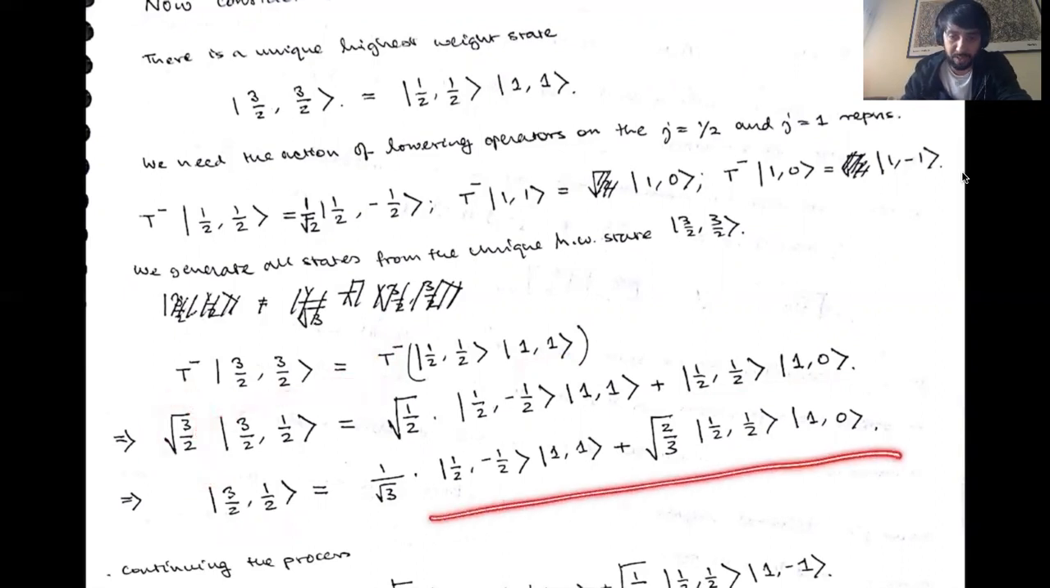So yeah, you have half and half. As you can see, t minus has acted on this to give you this. So now what you have is three halves and 1 here. Once you take this root of 3 over 2 on this side, it gives you a combination of these states. All right, very good.